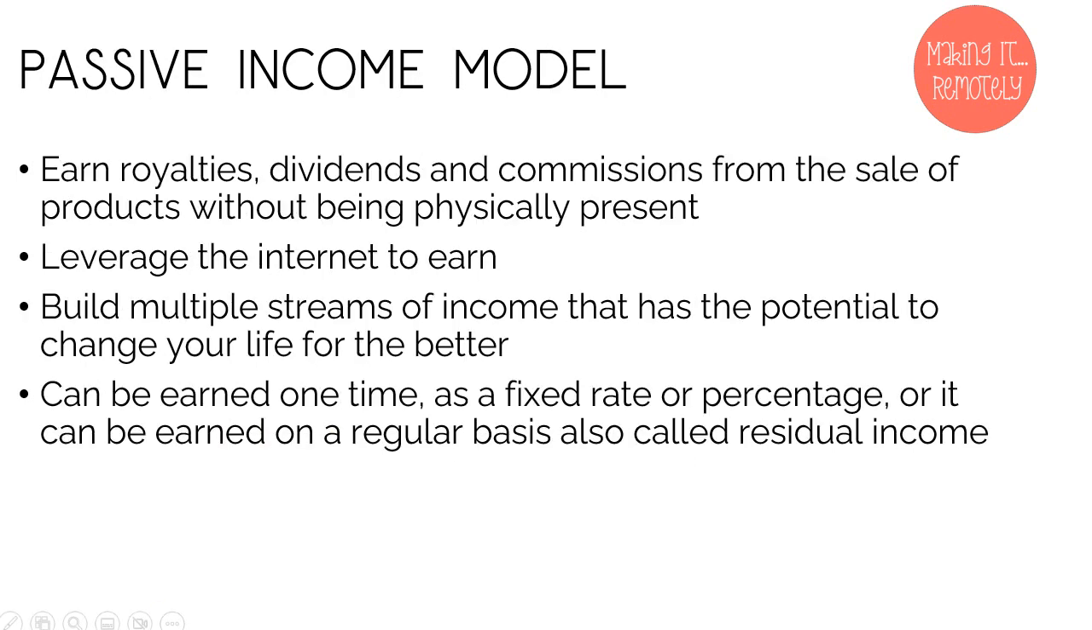Now we're going to look at the passive income model. So in the passive income model, we earn our income from things like royalties, dividends, and commissions from the sale of products without being physically present. So what that means is you don't have to be there in order to earn. You can set things up in a way that enables you to earn money. And that's why it's really important for you to understand the different ways of earning money, even if you have an online business. So you can be a slave to your online business just like you can be a slave to a regular 9 to 5 job.